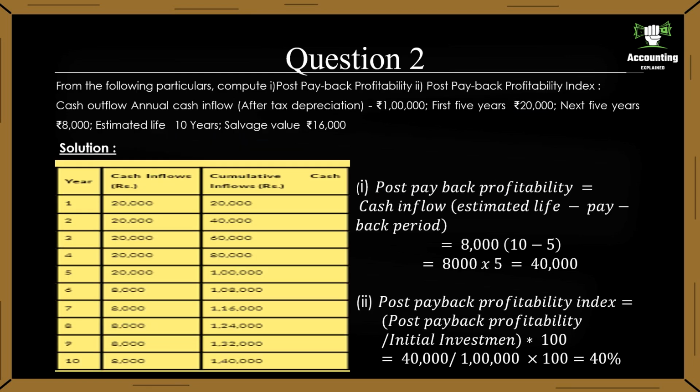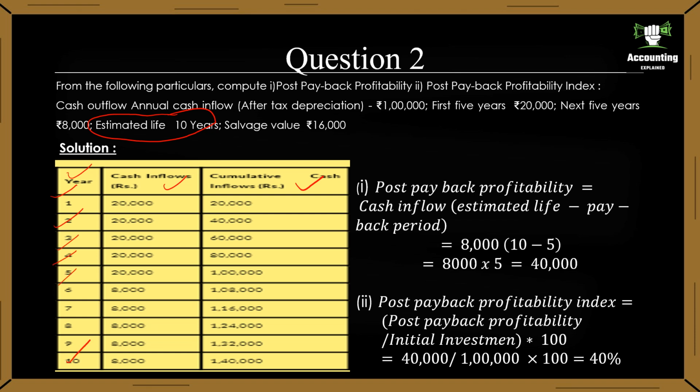The solution of the problem is as follows. First, we have to find out the cumulative cash inflows, then payback period, and then we have to go ahead with the post-payback profitability and then post-payback profitability index. So we have to open a tabular column which has 3 columns in it: year, cash inflows, and cumulative cash inflows. So year is still 10 years we have seen here. Estimated life is 10 years. So year has 10 years, 1 to 10.